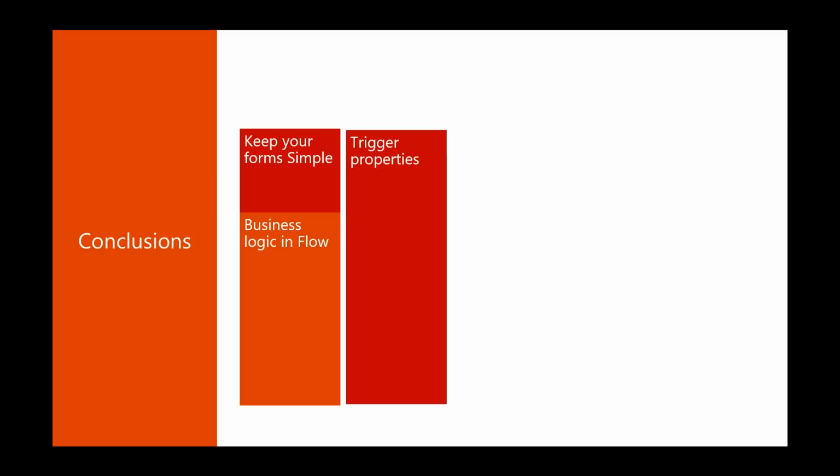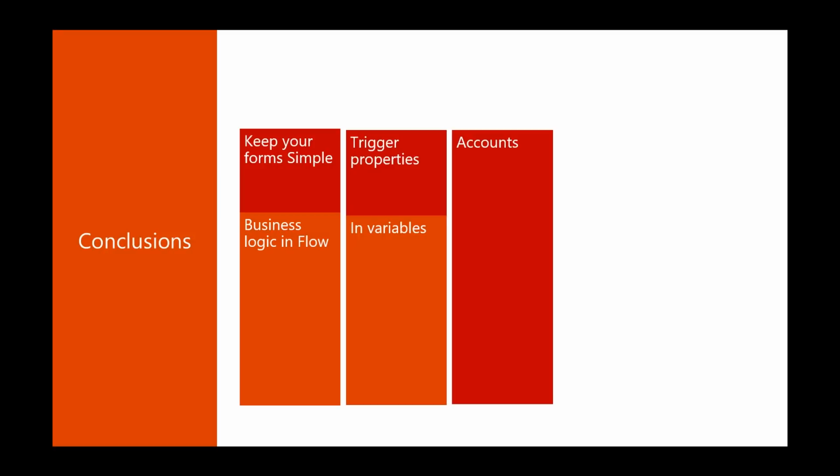Let's quickly move to the conclusion. You will often use Flow and Power Apps together. My advice here is to keep your Power Apps forms simple and put the business logic in Flow. Also, I've noticed that people use trigger properties across the flow. The problem with that is if for any reason you need to change a property, you won't be able to do so. So my advice is to store the trigger property in a variable or in a Compose action, and then changing the trigger will be easier.